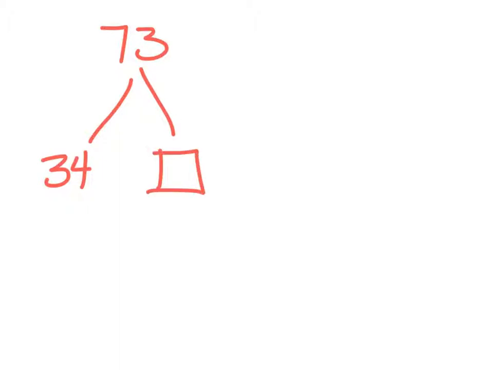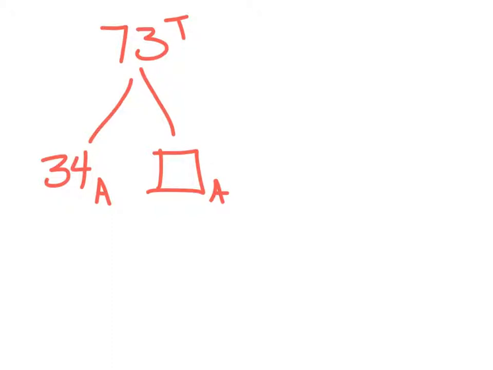So the first thing I want you to do is copy this math mountain into your math journal. 73 is going to go on top, 34 is going to go on the bottom, and then our empty box is going to go on the other side. If you remember using math mountains, you remember that 73 is your total, T for total. 34 is one of your add-ins, A for add-in, and your other add-in is the missing number from your box. So what are some ways that we can solve this problem?